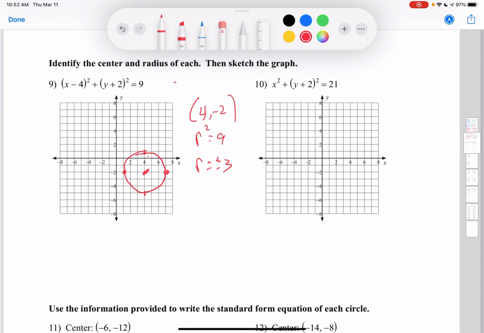Number 10. x doesn't change any, so that's just 0. Opposite is negative 2. R squared is 21, so R is equal to, obviously the radius is only positive, the square root of 21. Square root of 21 is about 4.5, somewhere in there, so we go 0, negative 2. Somewhere around 4.5, which is about right there-ish. So something like that. That's really a crude drawing, but whatever.